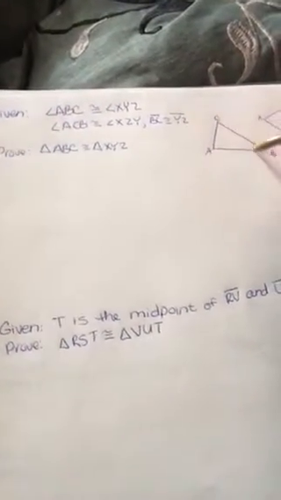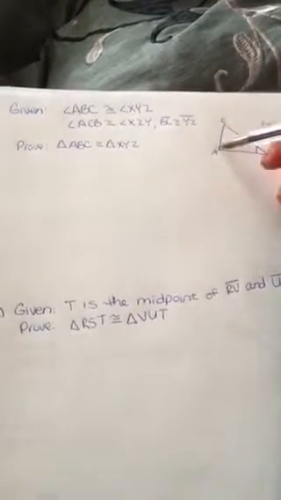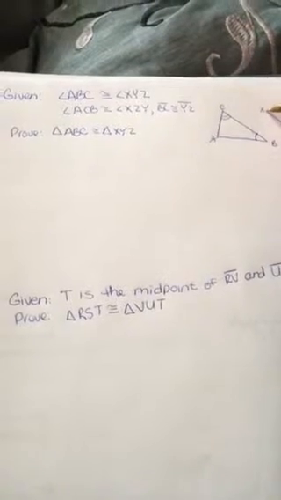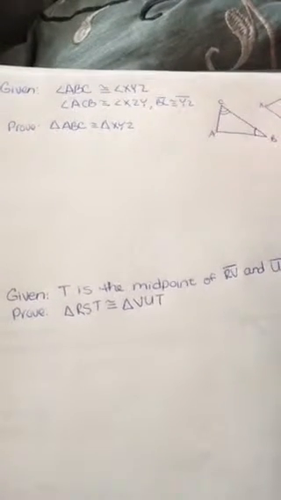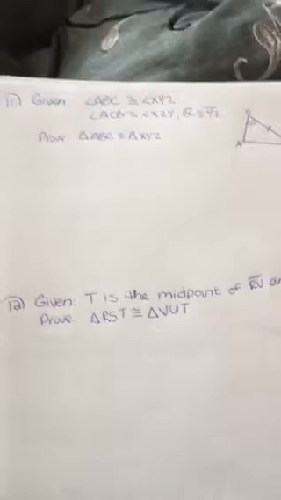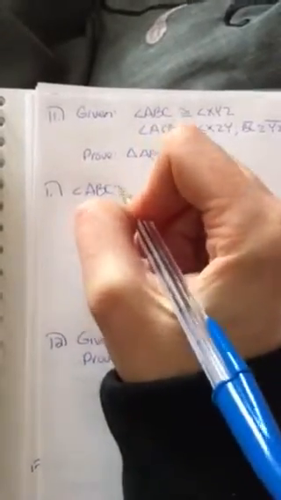Number 11. Triangle ABC is congruent to XYZ. So we have angle ABC is congruent to angle XYZ. And we have angle ACB is congruent to angle XZY. And that BC is congruent to YZ, and we have to prove that triangle ABC is congruent to triangle XYZ. So my first thing is going to be to write down everything that's given.